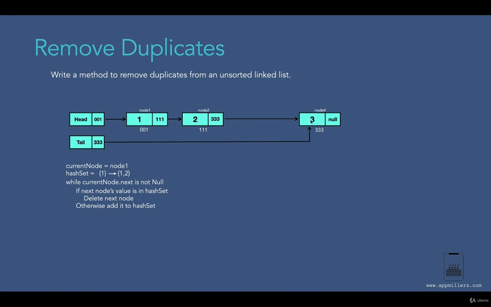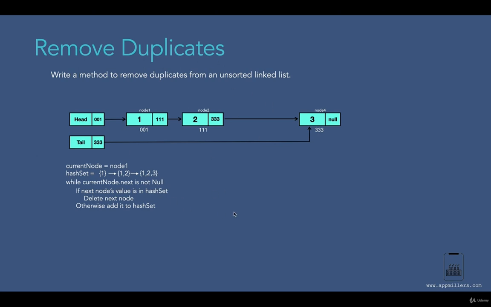In the last node, we are seeing that the value of the last node is 3. We are going to check whether this exists in our set or not. So you see that it does not exist. This means that it's not a duplicate value, so we are going to add it to the set, and we are going to finish our algorithm over here. Now this is how the remove duplicates method works in our case.